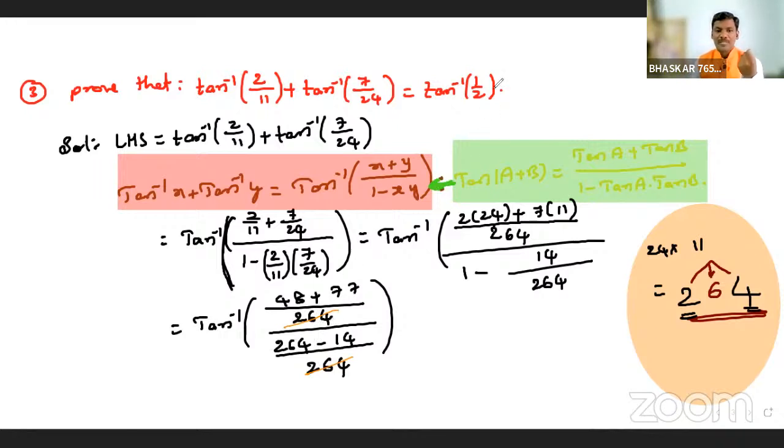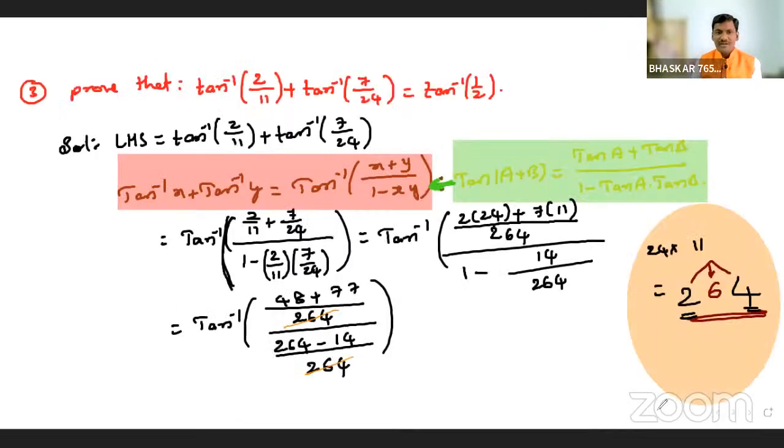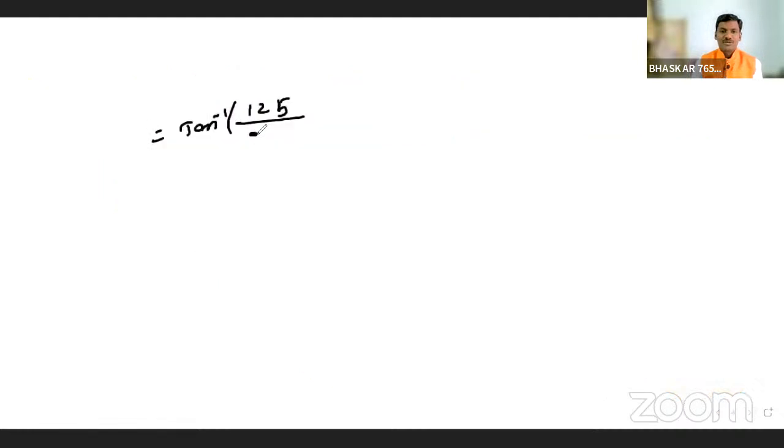That's enough. So now tan inverse of 48 and 77. How much more? 40 and 70 is 110, and 15 is 125. So this is equal to tan inverse of 125 divided by, in the denominator, 264 minus 14, that is 250.